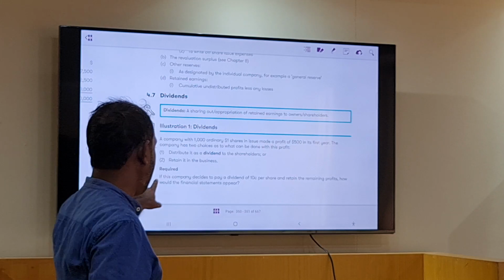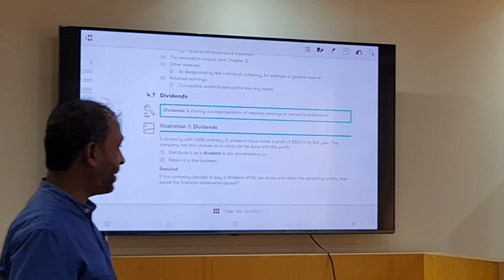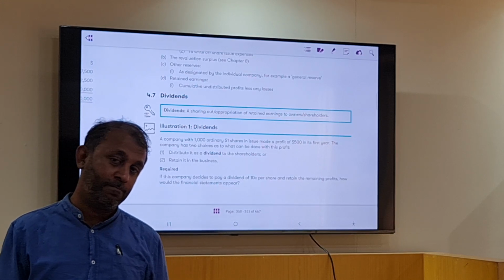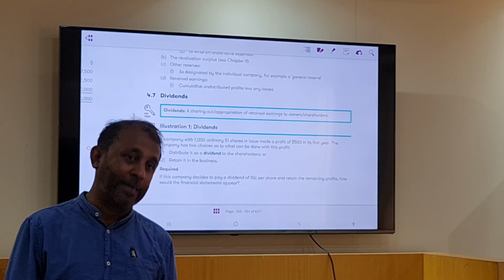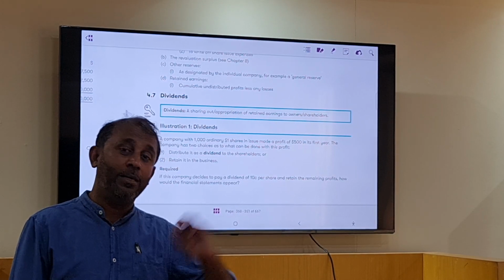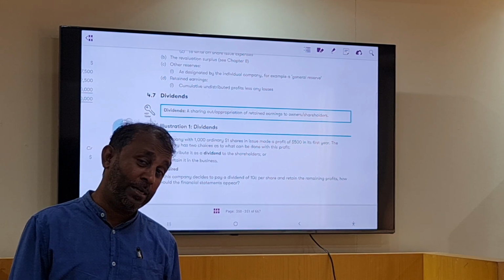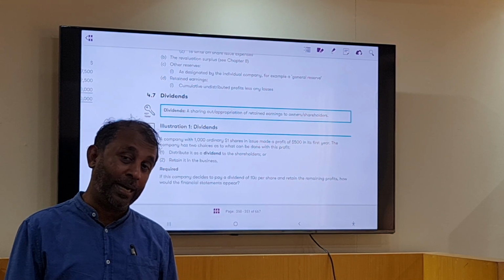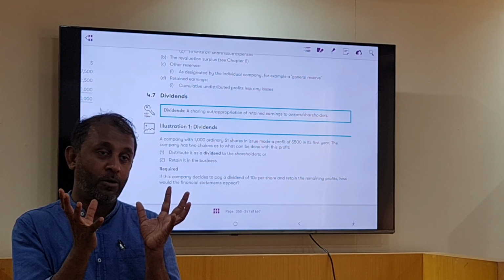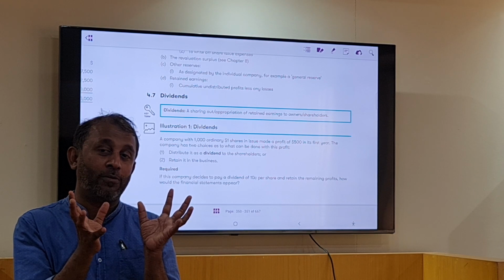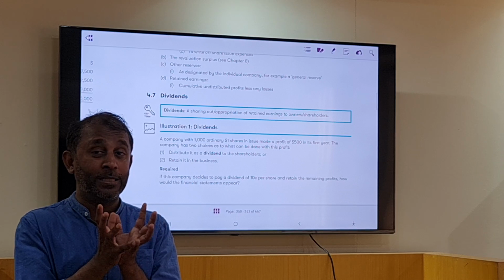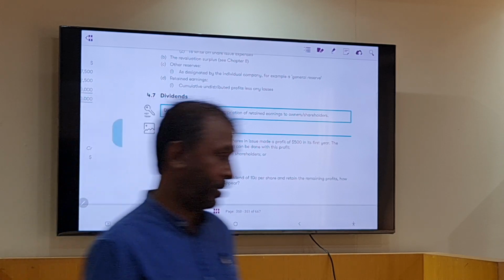Now if this company decides to pay a dividend of 10 cents per share, how much will be the dividend then? 1000 into 0.10, that is 100, exactly. So 100 will be the dividends payable to the shareholders. So what is the balance? 400, and this will be retained. Now, if you remember, I talked about that pot. This is the pot, the money that is left over. How much? 500 minus 100, that is 400.